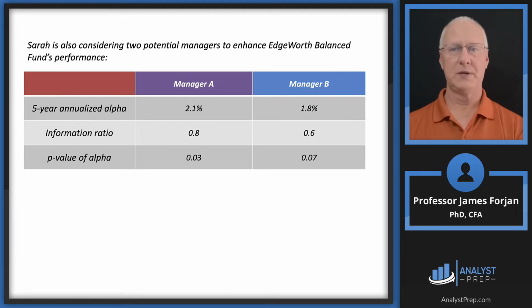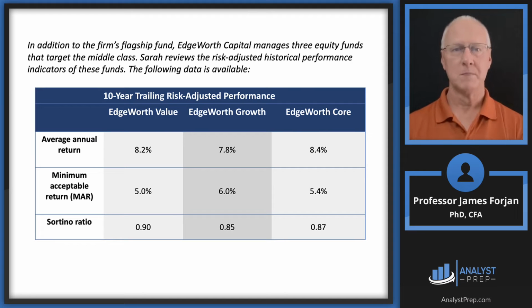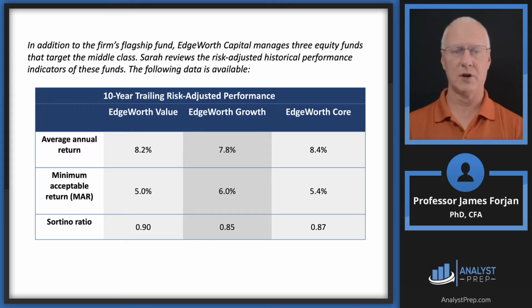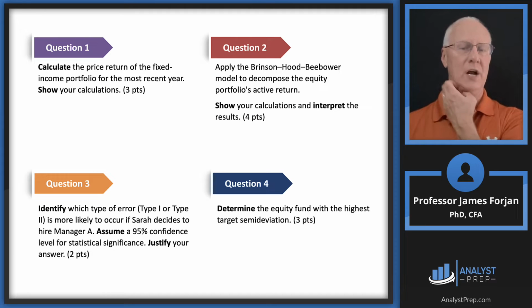All right, here's 2 potential managers, A and B. There's alpha. There's the information ratio. There's the p-value. So clearly, manager A looks to be superior, at least upon an initial glance. Then we've got some other funds here. EdgeWorth Value, EdgeWorth Growth, EdgeWorth Core. We're given returns. We're given that minimum acceptable return, and then the Sortino ratio. So we probably have to do something with that. Sure enough, let's go ahead and look at these questions here.